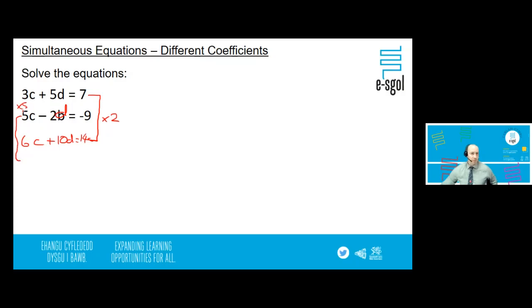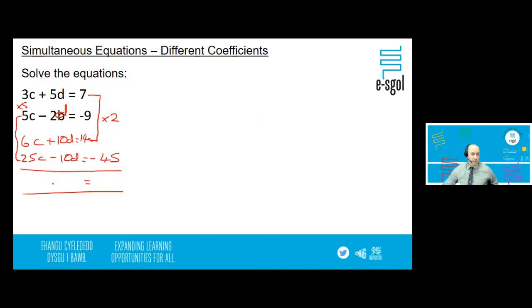And hopefully we'll see in a second why I've chosen those numbers. So that's going to be 25c minus 10d equals whatever minus 9 times 5 is, which of course is minus 45. Now, the coefficients of d are now the same. One's a plus, one's a minus, but that's okay. It's the numbers we're interested in, and we've got 10d and 10d. Of course, the signs are different. Now, because the signs are different, we're going to add. We're going to add these two equations together.